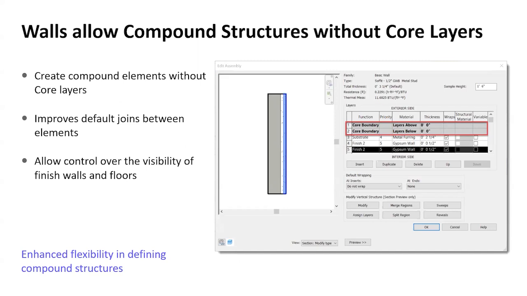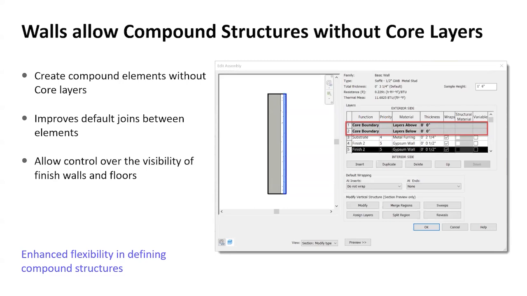So we don't always have to have a layer of structure with a positive thickness in a wall layer. So you can move all of the layers to the interior or exterior side of the assembly to ensure that walls properly join. So think of it like a 3-foot wall tile around the perimeter.